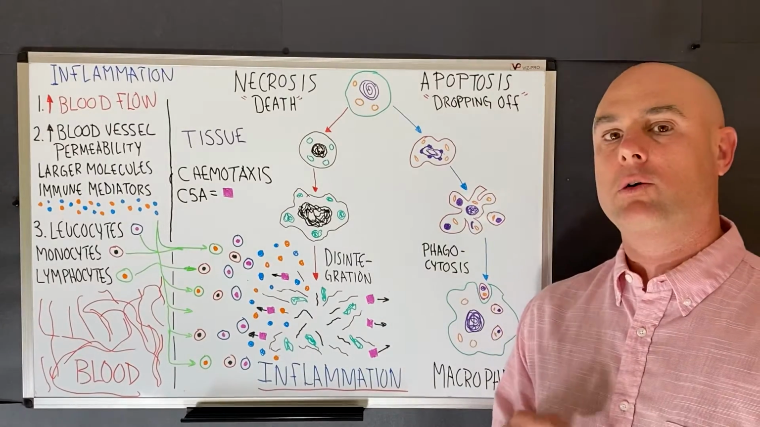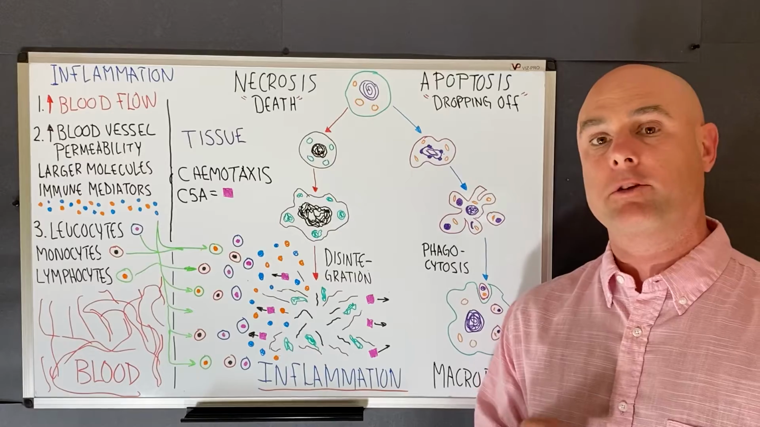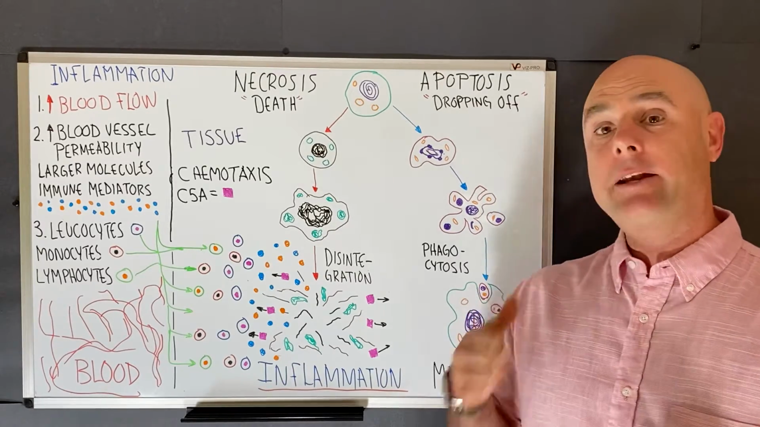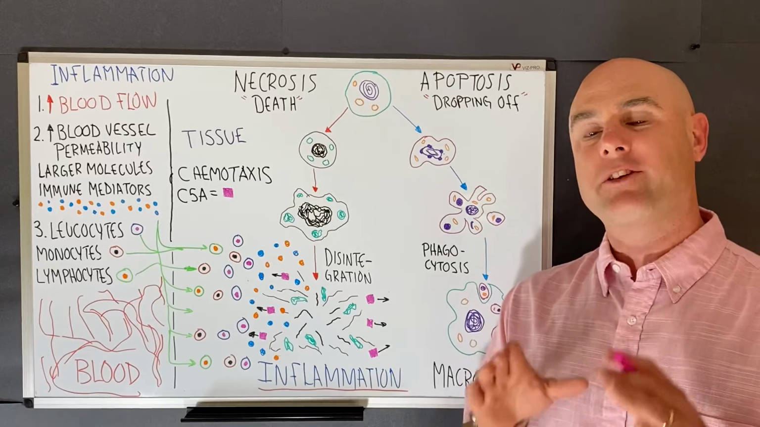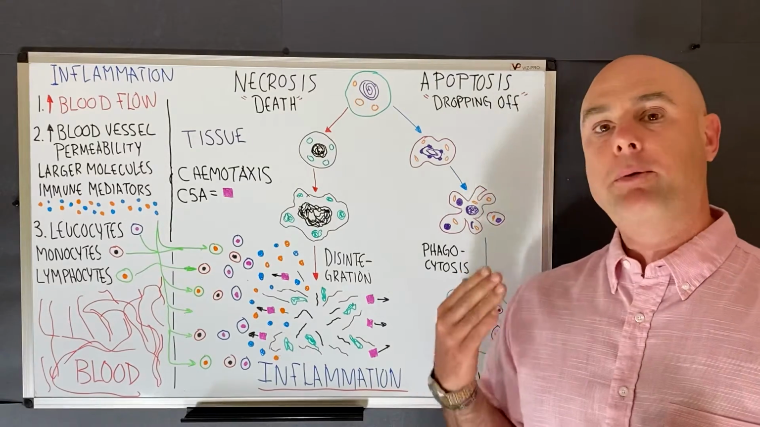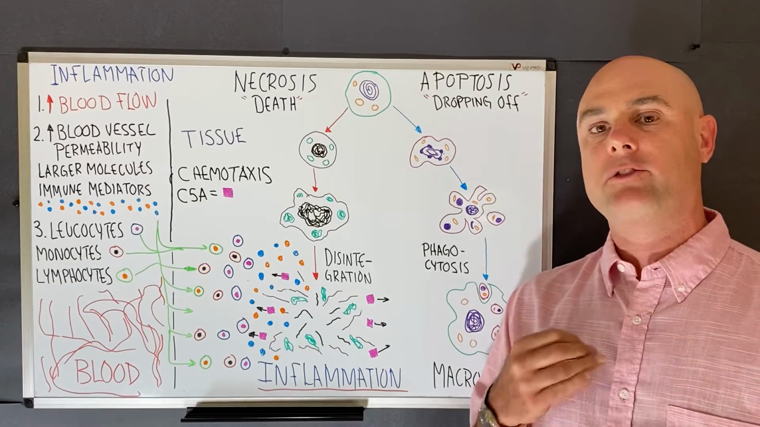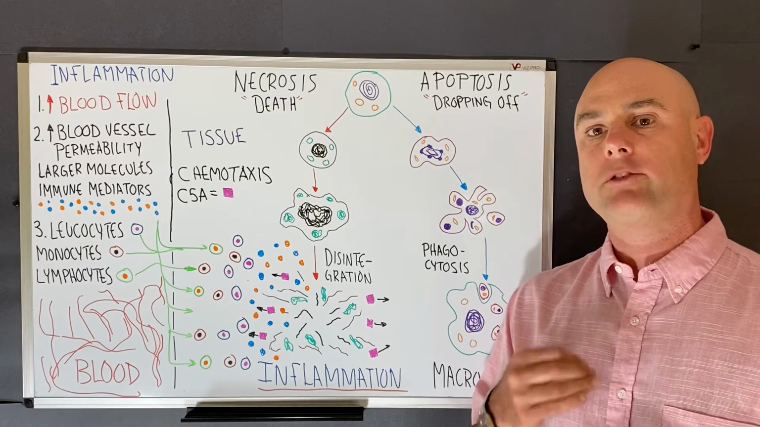In this video, I'll go over apoptosis, necrosis, and inflammation. So apoptosis, on the right side of the board here, and necrosis are both potential ways a cell can die. Apoptosis, again, is Greek for dropping off, and that is the correct and beneficial way for a cell to die.